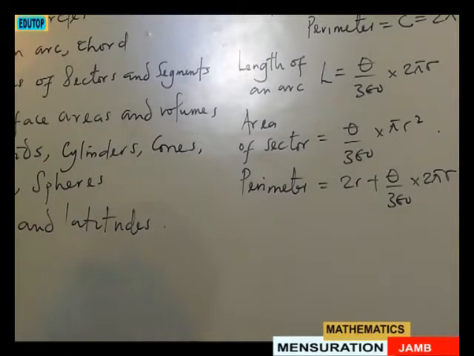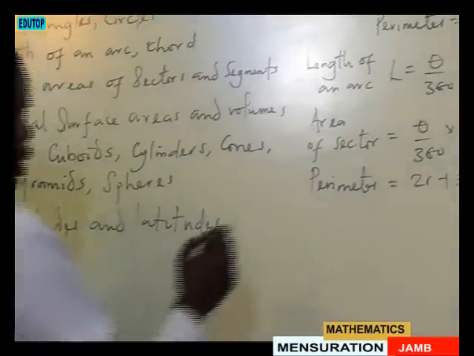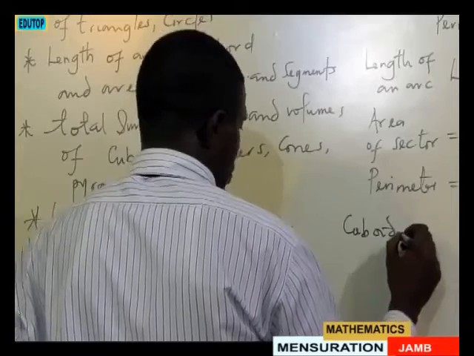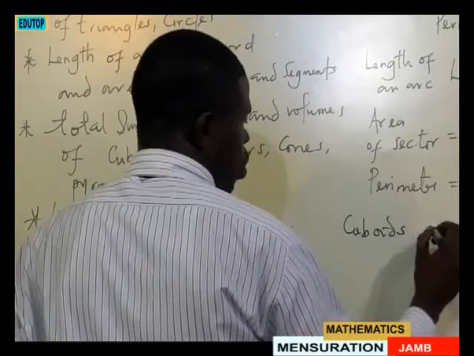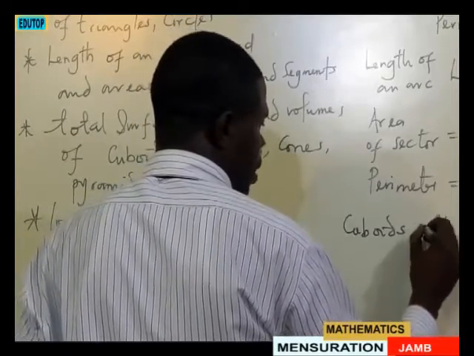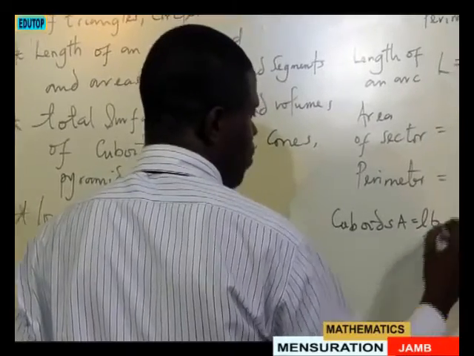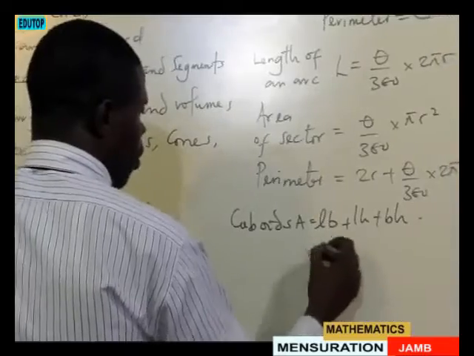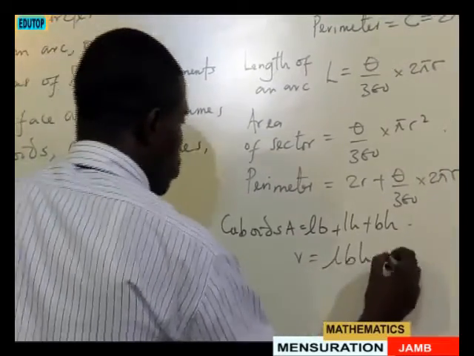So in that situation, we also have total surface area and volumes of cuboids. We are talking about cuboids. So we have the total surface area, 2(LB plus LH plus BH). Then if it is volume, it is LBH. Take note for a cuboid.